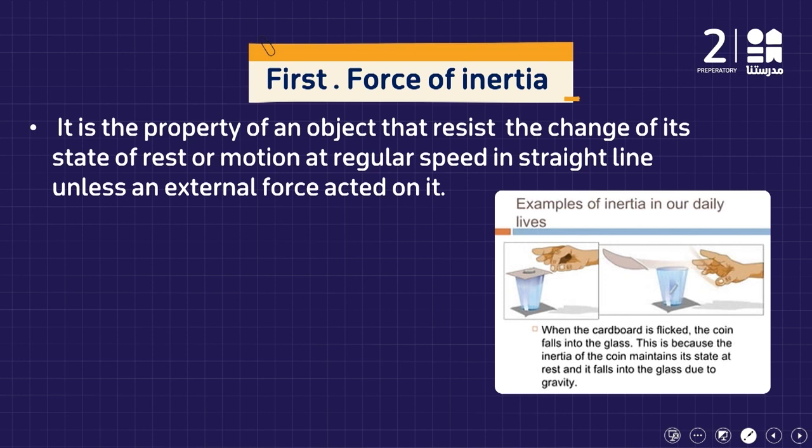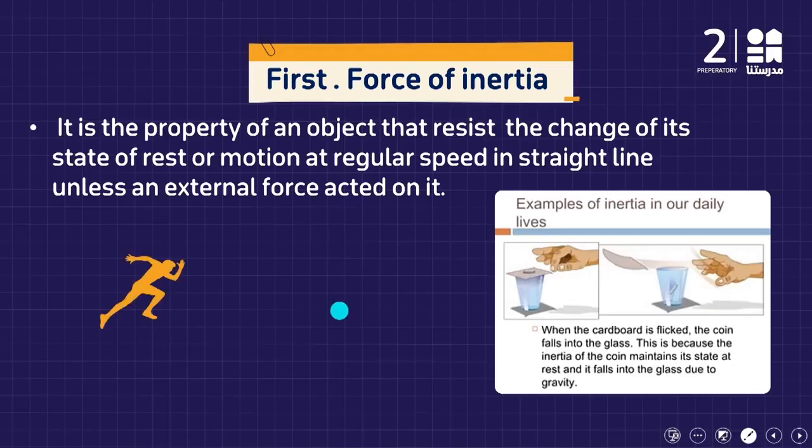Here, when the cardboard is flicked, the coin falls into the glass. This is because the inertia of the coin maintains its state at rest, and it falls into the glass due to gravity. When you flick the cardboard, the coin remains for a while, then it falls down in the glass. This is due to the force of inertia to maintain its state at rest.